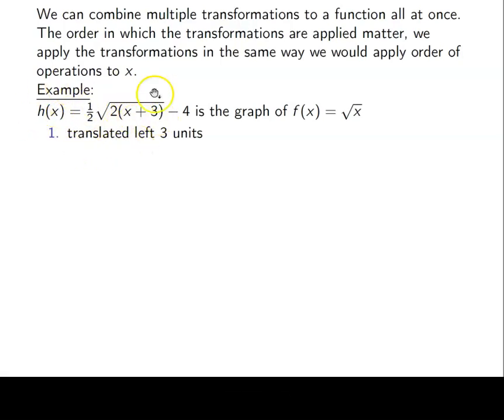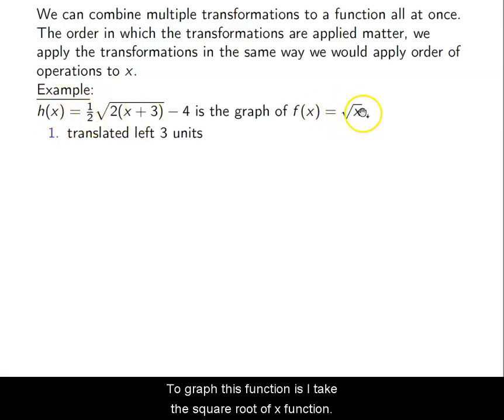So the first thing I do to graph this function is I take the square root of x function and I translate it left 3 units, right? This is inside of the function, right? So to the left 3 units. So remember, inside of the function square root of x, this looks like x minus a minus 3. So that's to the left 3 units.